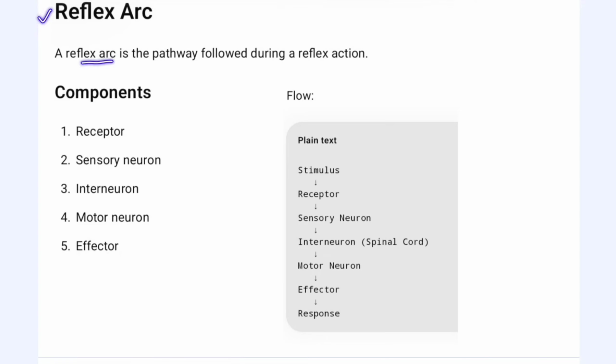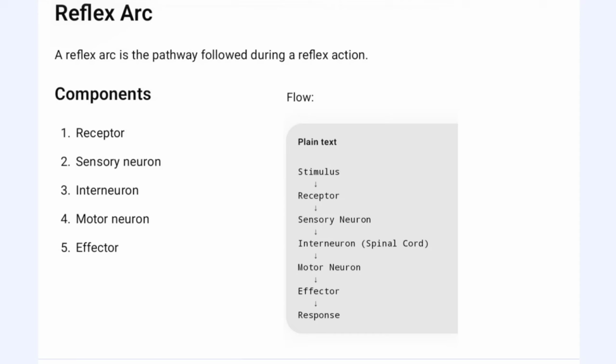A reflex arc is the pathway followed during a reflex action. Its components are receptor, sensory neuron, interneuron, motor neuron, and effector. Let's see the flowchart. A stimulus which is taken by the receptor, then the sensory neuron carries it to the spinal cord, which is the interneuron. From the spinal cord, the motor neuron carries the effector signal which comes to the effector and the response is seen.